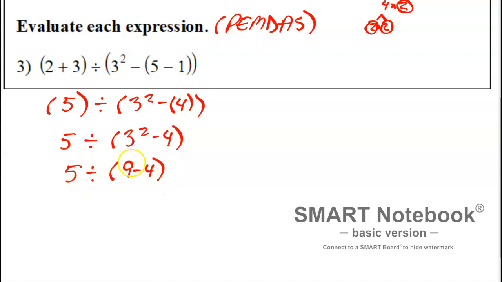Now I do want to divide, but I have to do the parentheses first, right? So 5 in here, I get a 5. And now I don't need the parentheses anymore. I get 5 divided by 5, which gives me 1.